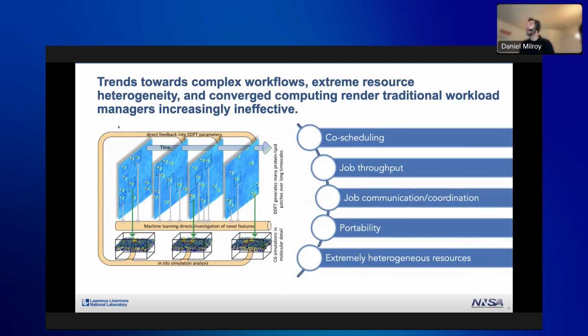And there are really five ways in which we've categorized this current state of resource managers and schedulers as ineffective. One's the co-scheduling challenge, which I'll talk about in a second, job throughput, communication and coordination, portability, and then again, getting back to this extreme resource heterogeneity that we've seen in the last 5 to 10 years. And an exemplar of this, a workflow exemplar, is the multi-scale machine learning modeling infrastructure. And you can see the scientific portion of that workflow here.